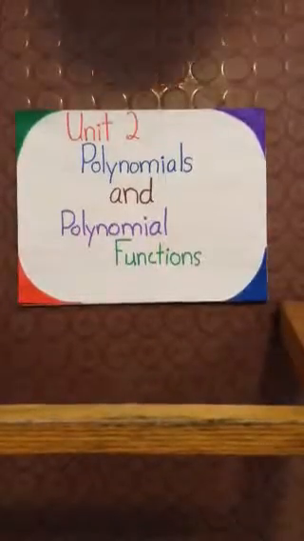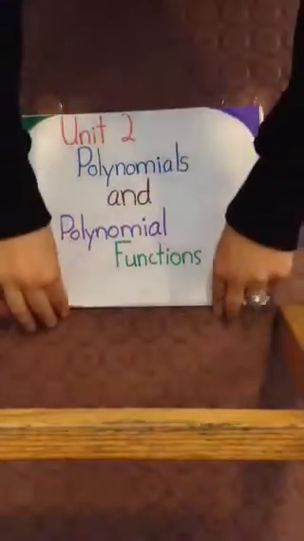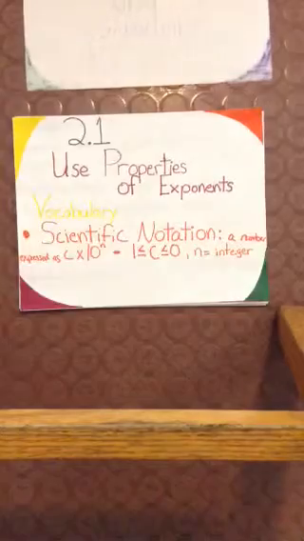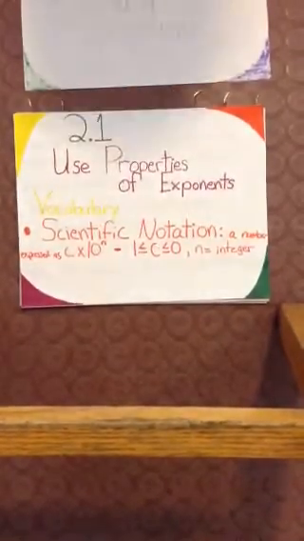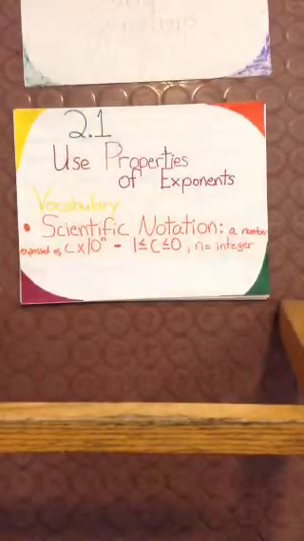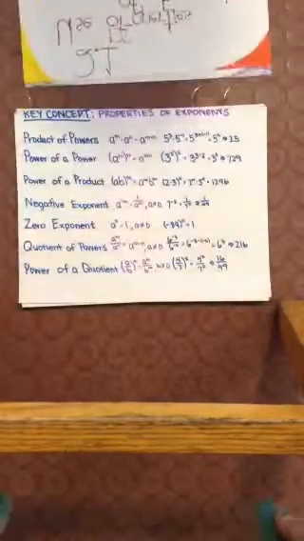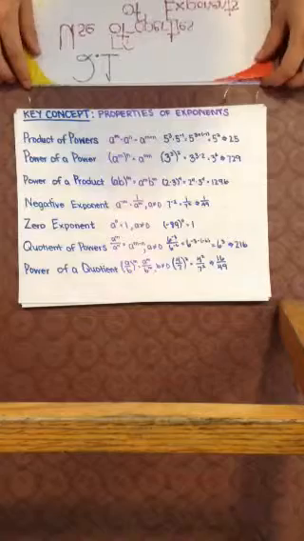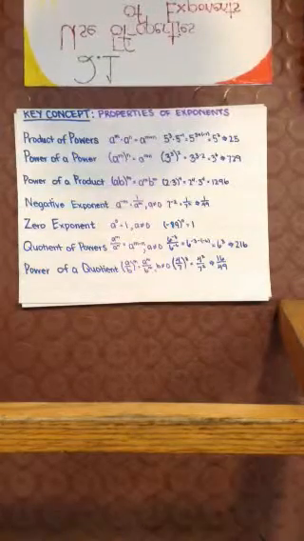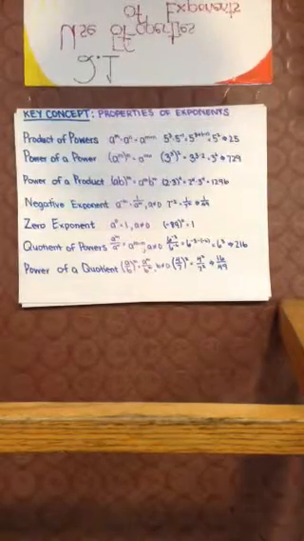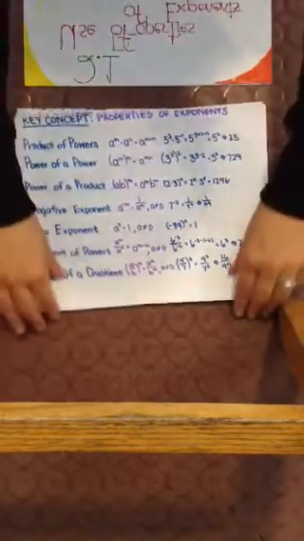Unit 2, Polynomials and Polynomial Functions. 2.1, Use properties of exponents. The vocabulary is listed. These are just some of the key concept tables from lesson 2.1, some of the different properties of exponents that you can have.